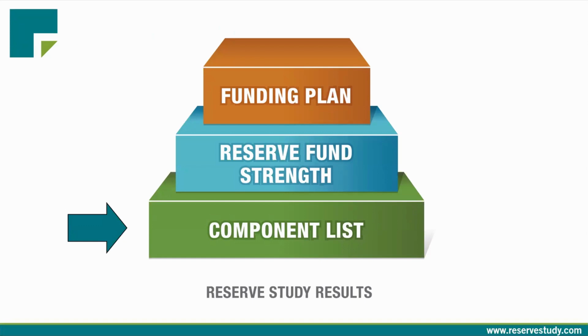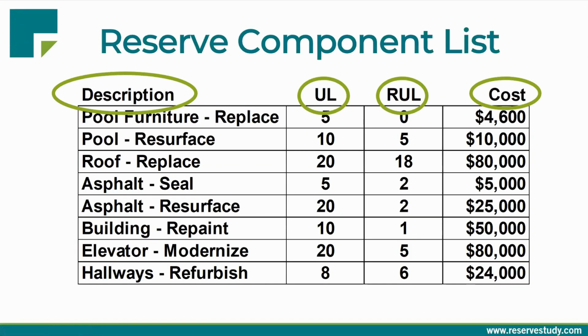So let's start with the foundation of a reserve study, which is the component list. That's where you're going to find out what are we reserving for. And this is a typical component list. I've simplified it here, but you're going to see the 4 elements: description of the project, the useful life, which is UL, the remaining useful life, you may also hear it described as remaining life, RL, and the current cost. What's the cost today to get these things done?